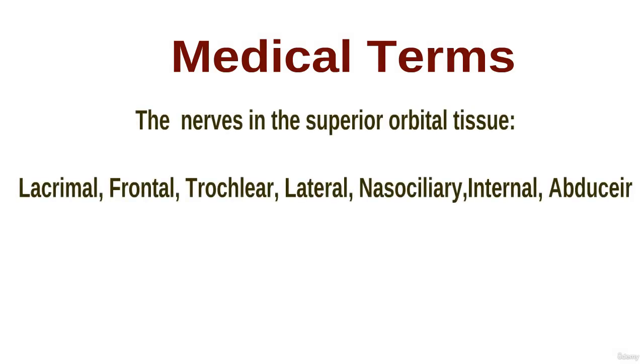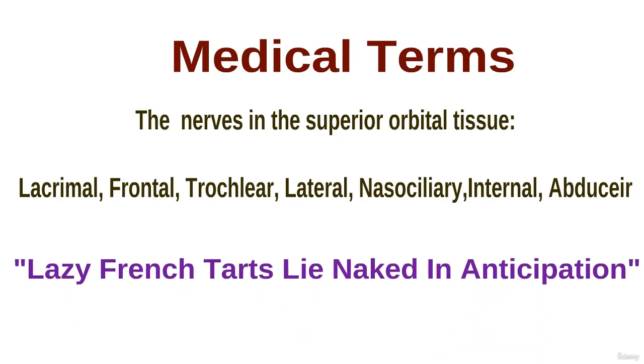Medical students are famous for making up highly ingenious mnemonics, both acronyms and sentences. The amount of medical information they have to learn, particularly concerning human anatomy, inevitably led to the need to use memory techniques in their studies. This one is used for remembering the nerves in the superior orbital tissue. Lazy French tarts lie naked in anticipation.